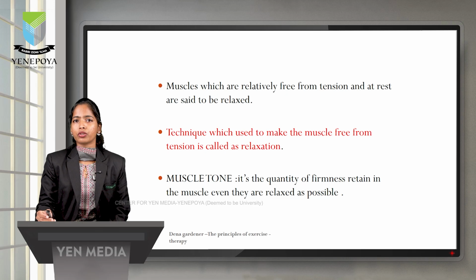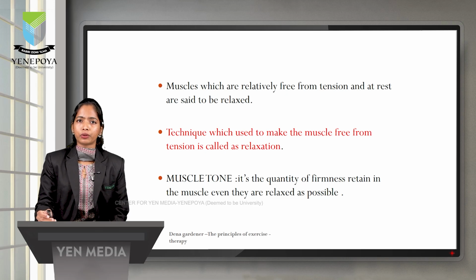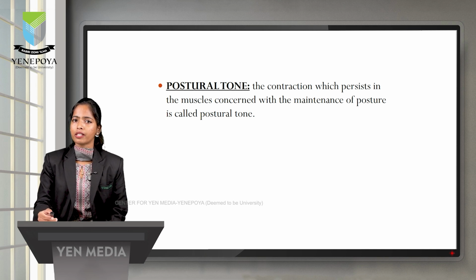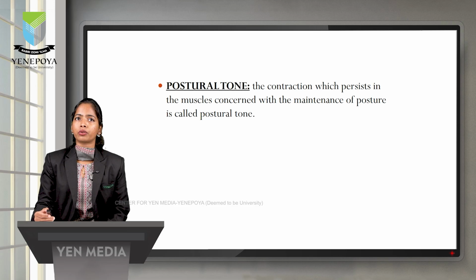Before knowing relaxation, we should know what is muscle tone as well as what is postural tone. Muscle tone is a quantity of firmness retained in the muscle even when it is relaxed as much as possible. And postural tone is the contraction which persists in our muscles concerned with the maintenance of posture. So these are the tones which will be present even at rest.